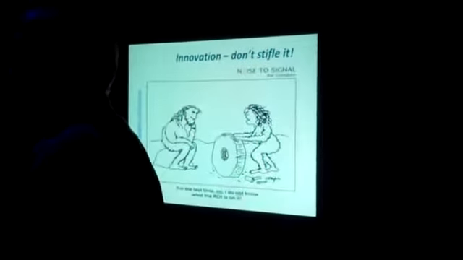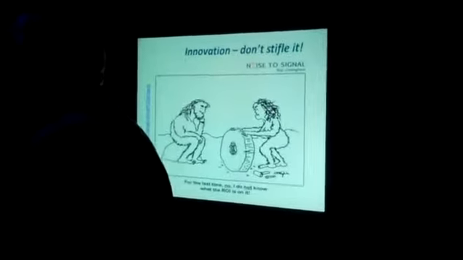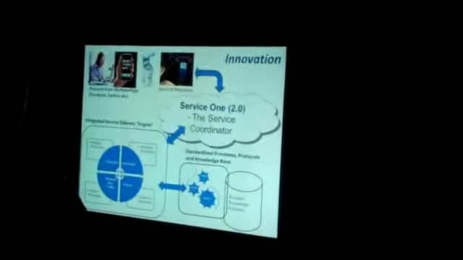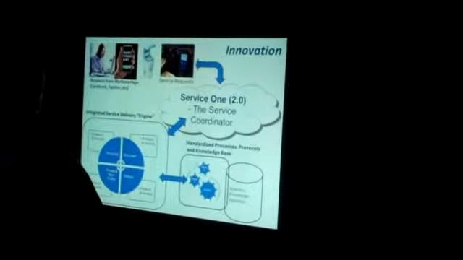Innovation, bottom line, don't stifle it. There's a lot of great people in government, but they're being stifled. You want an ROI for everything. That's the problem. So when we look at innovation, there was something I put forward a couple of years ago called Service One, where it didn't matter where the request was coming from. It came into something in the cloud I called the Service Coordinator, which then went into an integrated service delivery engine that used common standards and processes.